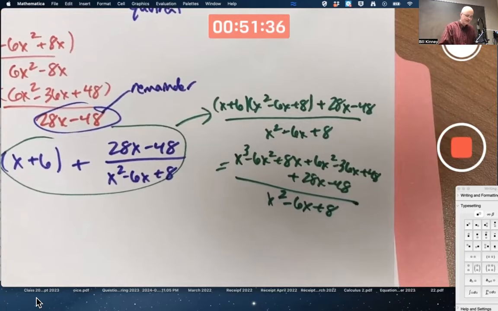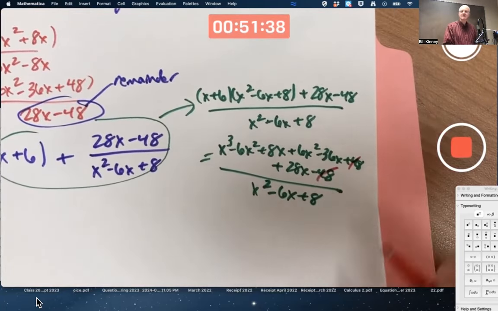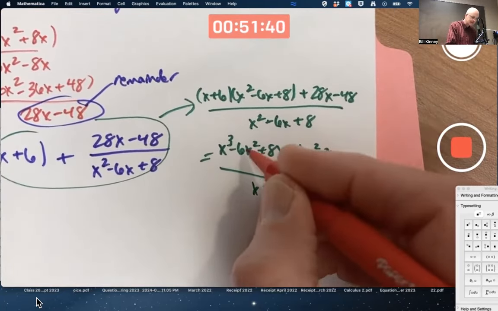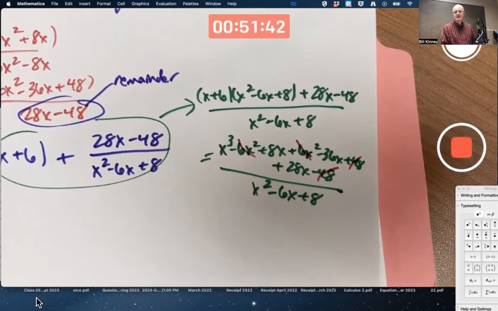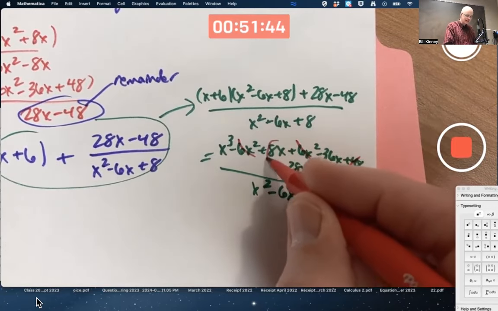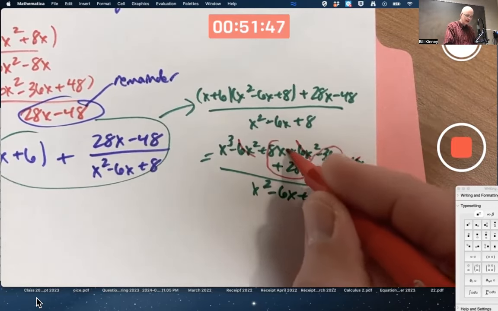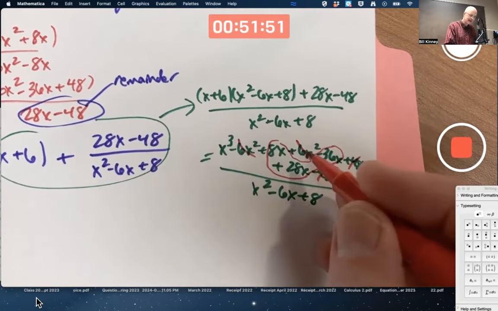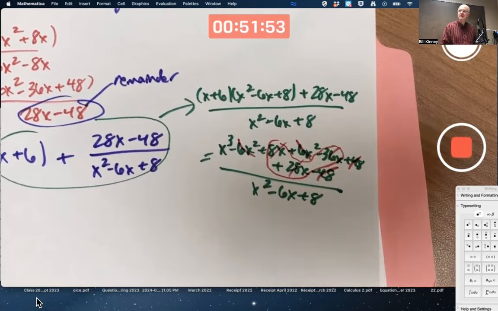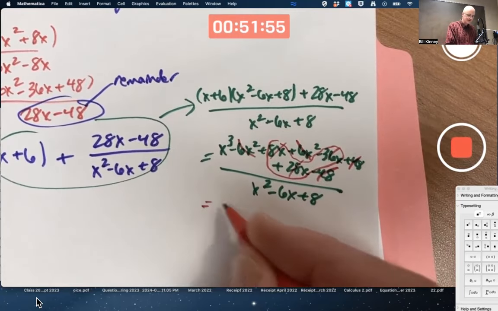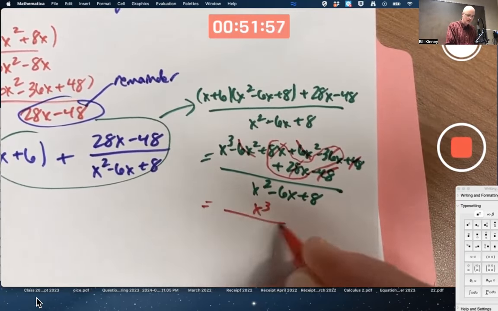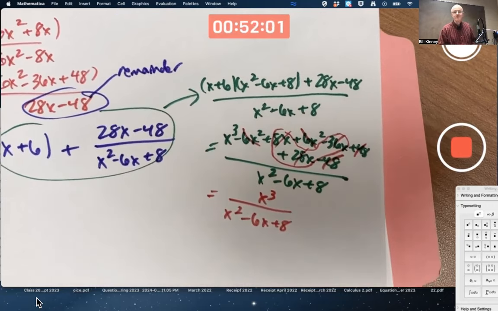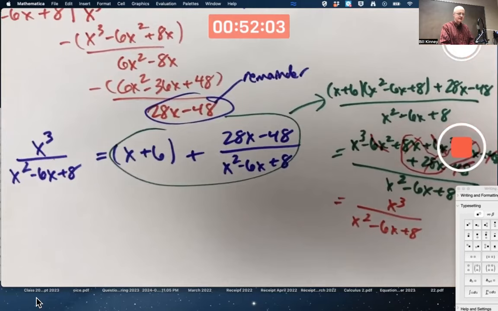Stuff does cancel. The 48s cancel. The 6x squareds cancel. And all these things cancel, right? Because 8 plus 28 is 36. 36x minus 36x is 0. It all simplifies to just x cubed over x squared minus 6x plus 8. So this is right.